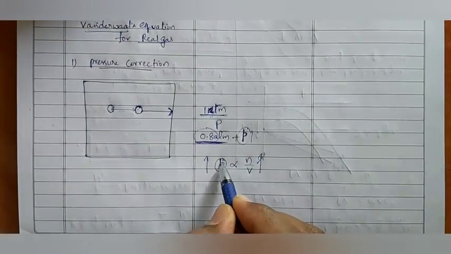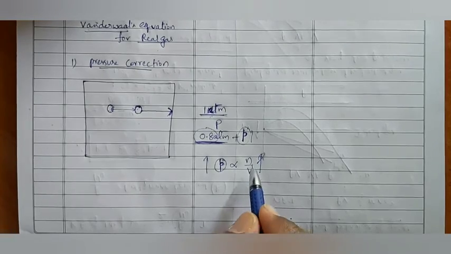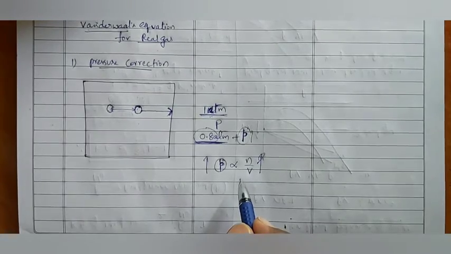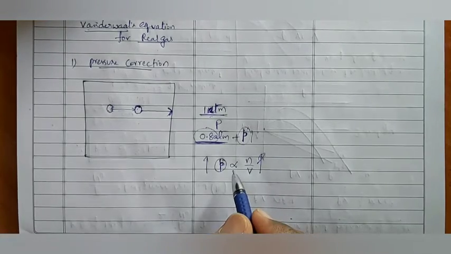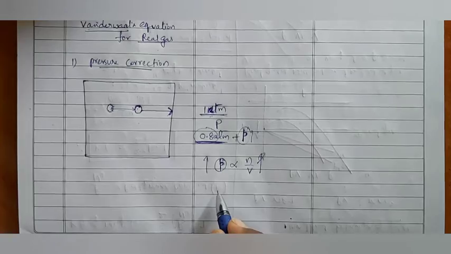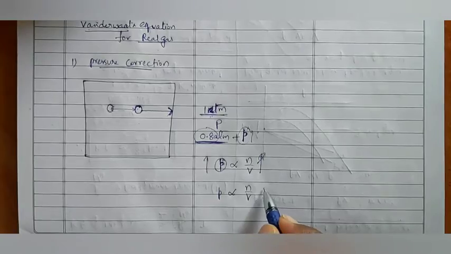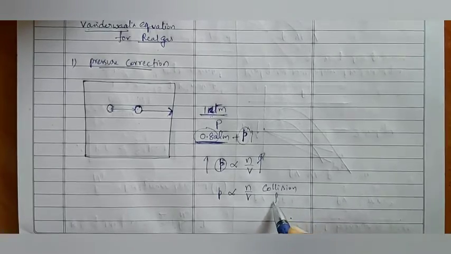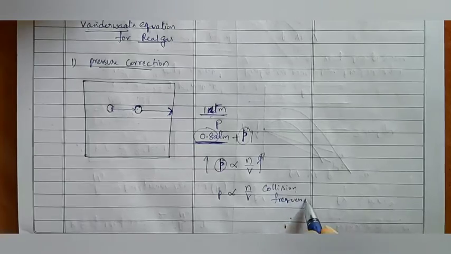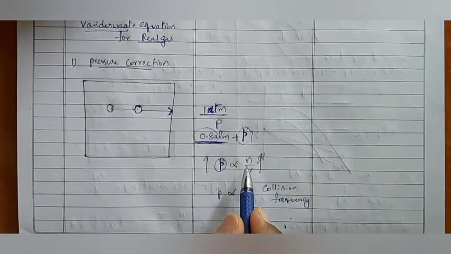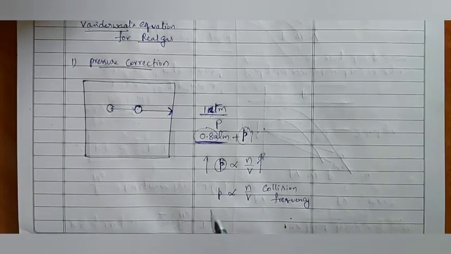This small p is depending on two factors. The first one is N by V. What is that N by V? The number of molecules present in unit volume. When the number of molecules present in unit volume increases, automatically attractions between the molecules also increase. Again, this small p is directly proportional to N by V. This N by V is nothing but collision frequency. This N by V is also the number of molecules present in unit volume. If the number of molecules present in unit volume increases, this small p also increases.